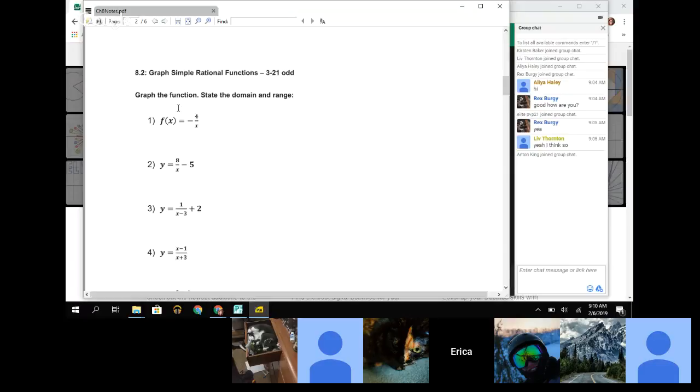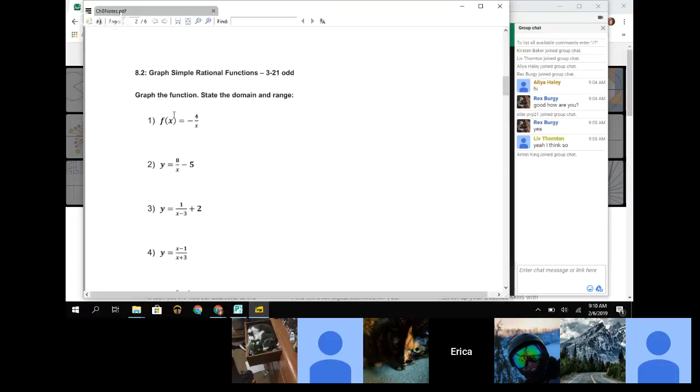Okay, so really what we're going to be doing is graphing these rational functions, and we're going to be talking about the domain and range. So that's the important part, to understand the domain and range. So if you have a graphing tool, go ahead and grab that out, and we'll get started here. All right, I think I have Desmos up.